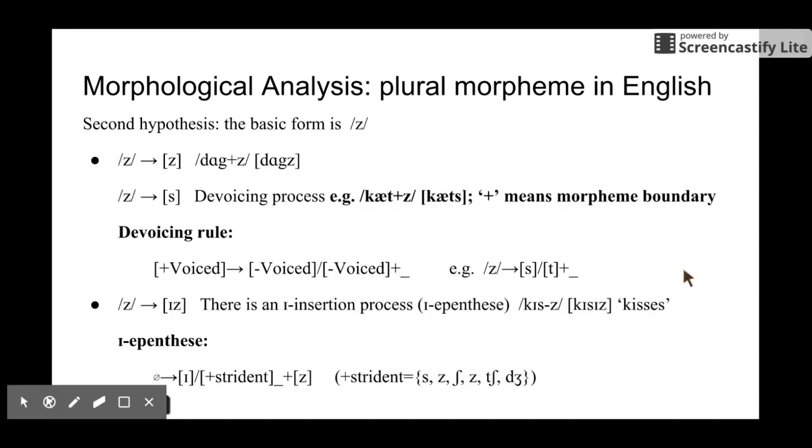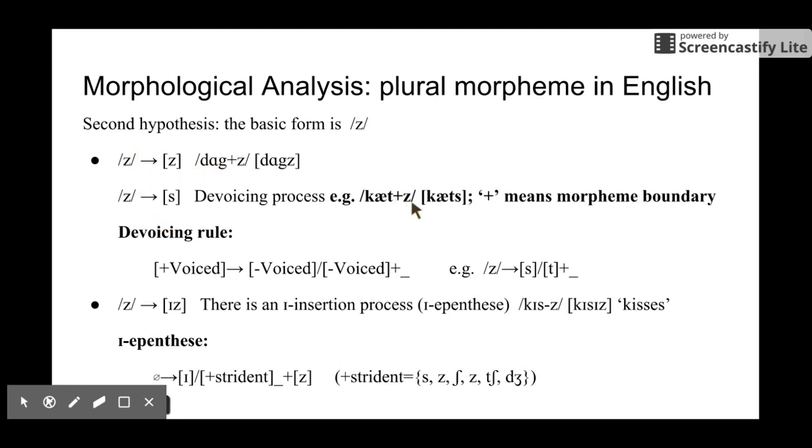Okay, now we can try another hypothesis as well, assuming that the basic form is z instead of s. We can do the analysis with this assumption as well. So for example, for dogs, we have this and it becomes dogs. There's no alternation at all, z becomes z.